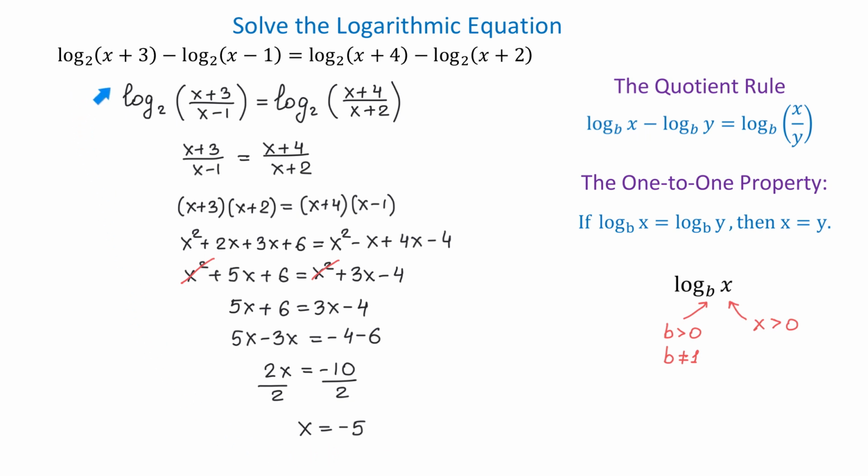If we replace x with negative 5, then all these expressions become negative. For example, negative 5 plus 3 is negative 2, negative 5 minus 1 is negative 6, negative 5 plus 4 is negative 1, and negative 5 plus 2 is negative 3. If at least one of these expressions becomes negative, then this number is not a solution to the given equation. Then we can say that this equation has no solution.